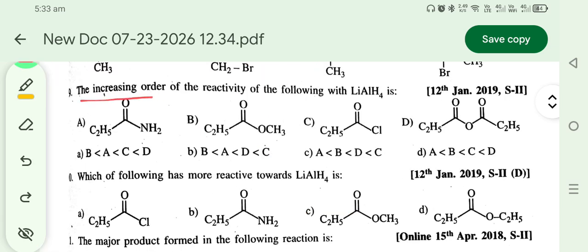The increasing order of reactivity with lithium aluminum hydride for the following: acid halide is more readily involved in nucleophilic addition substitution. Hence, option C is more reactive. After acid halide, anhydrides are more reactive. Next option is D. B is the correct one.